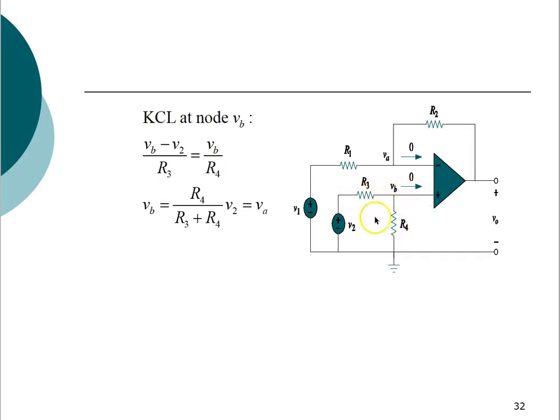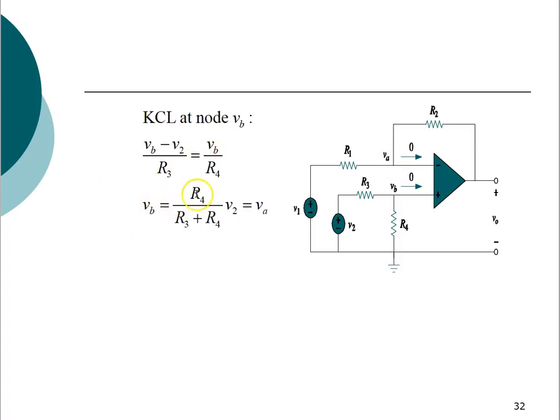The important thing is you should know the fundamentals, like how the equation can be applied. So here we have VB minus V2 upon R3 equal to VB minus VB divided by R4, and the same here. So let's first simplify this.